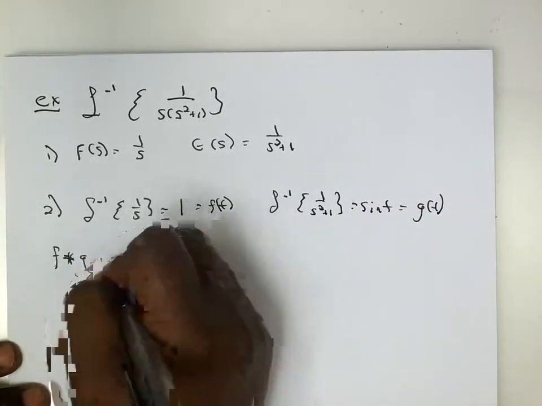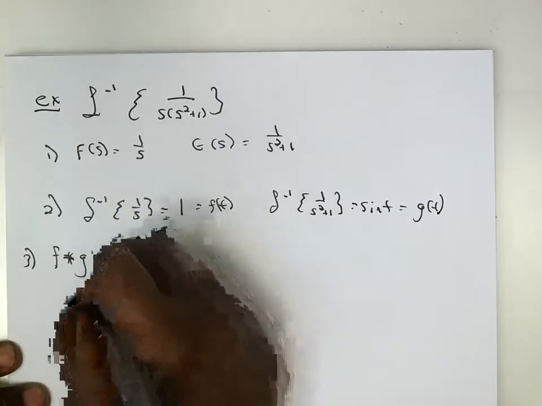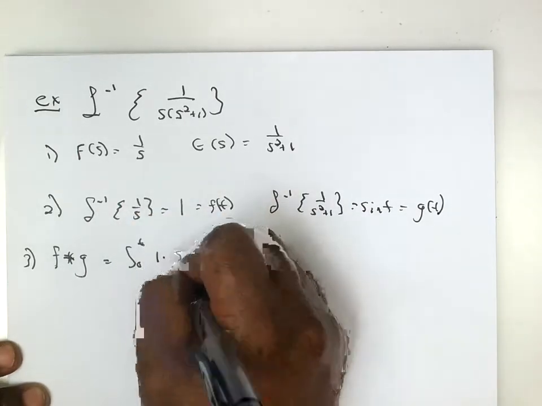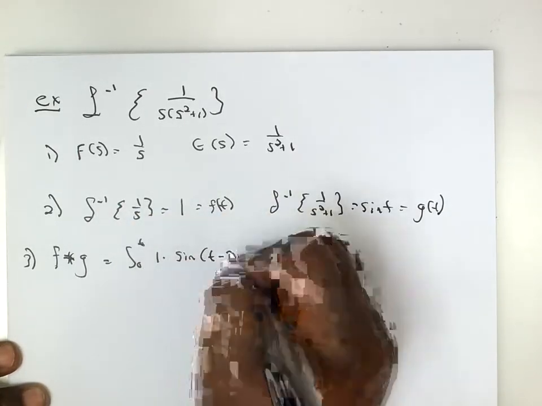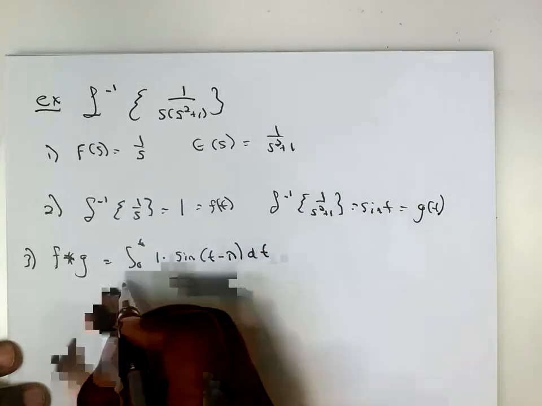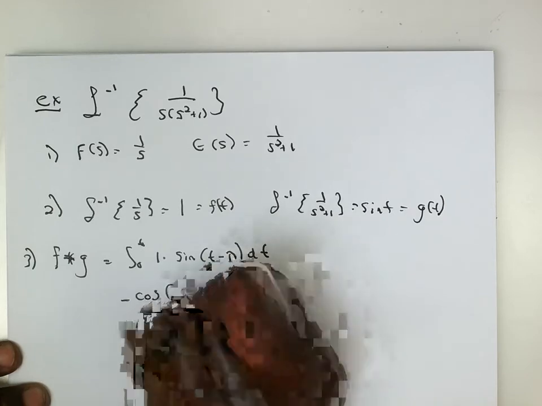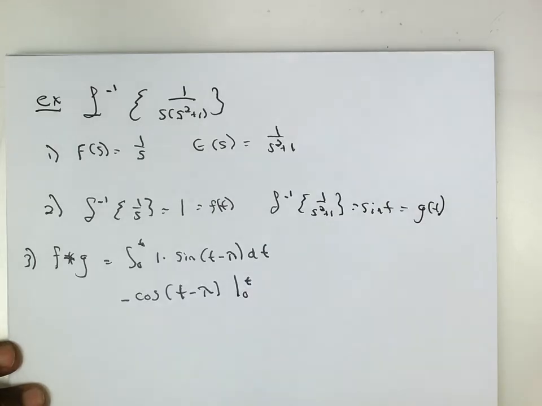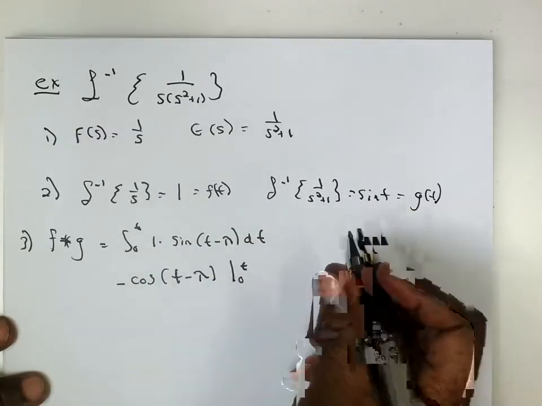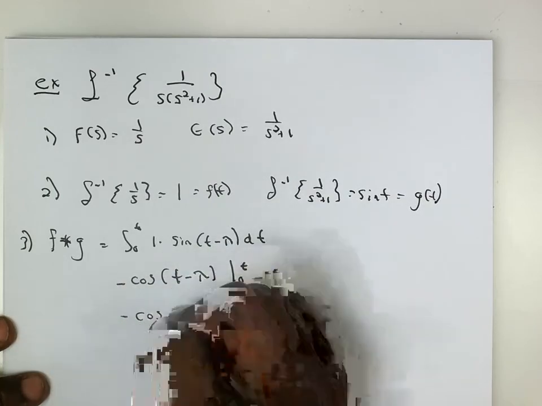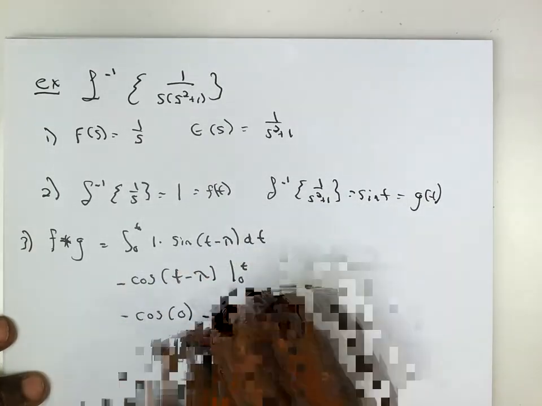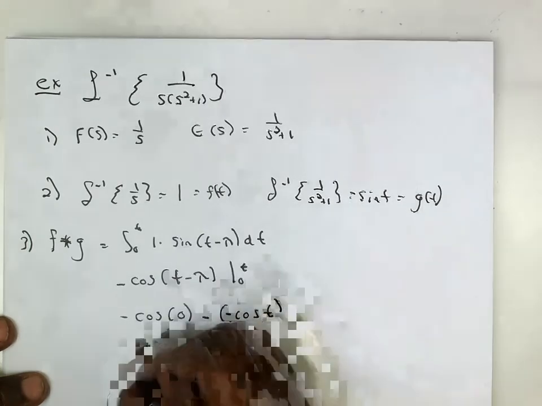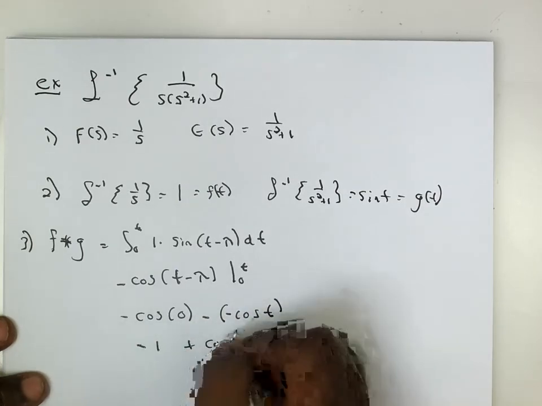So the convolution of f and g is the integral from 0 to t of 1 times sine(t minus tau) d tau. So when you integrate that, we get negative cosine(t minus tau). So when you plug in, you get negative cosine of 0 minus negative cosine of t. So this would give us negative 1 plus cosine of t.